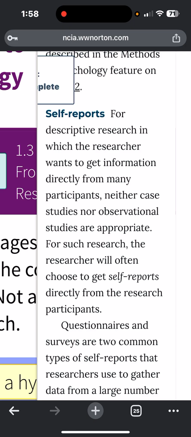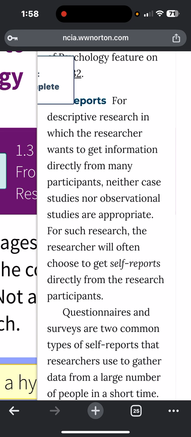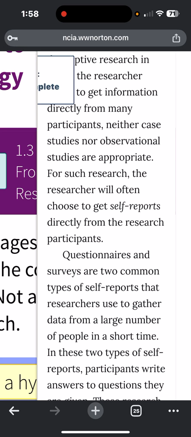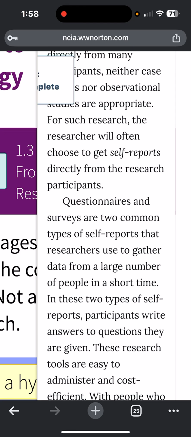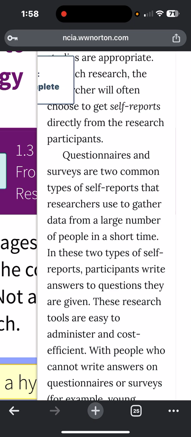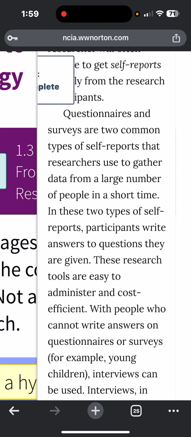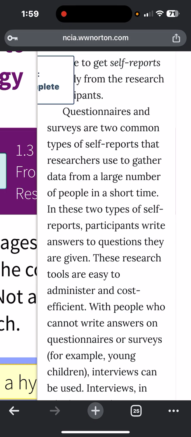Self-reports. Do, re, mi, fa, sol, la, ti, do. For descriptive research in which the researcher wants to get information directly from many participants, neither case studies nor observational studies are appropriate. For such research, the researcher will often choose to get self-reports directly from the research participants. Questionnaires and surveys are two common types of self-reports that researchers use to gather data from the large number of people in a short time.